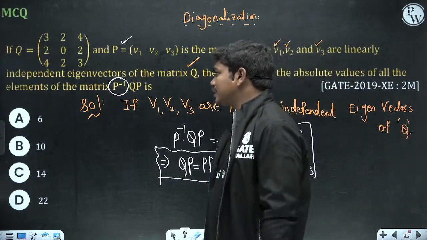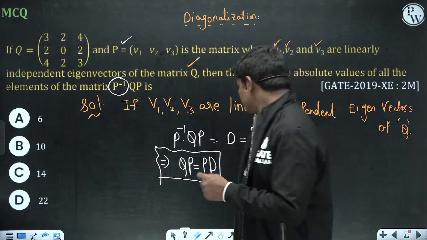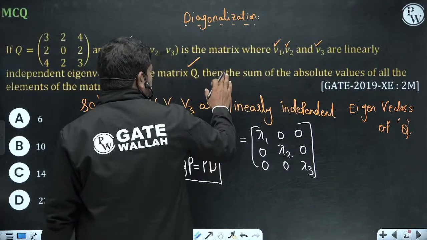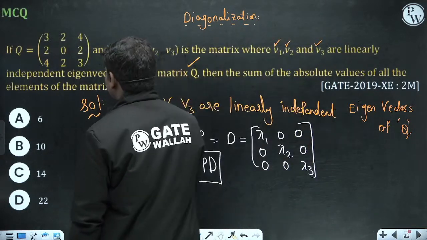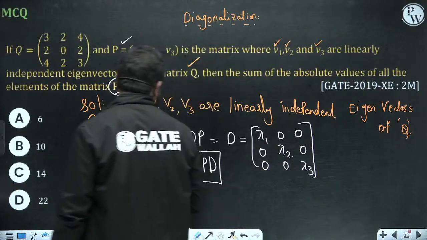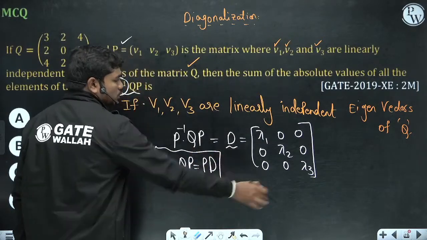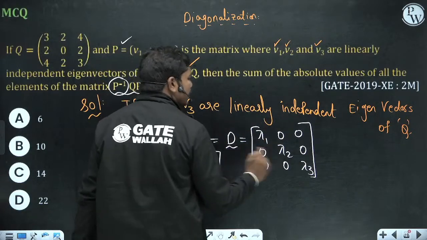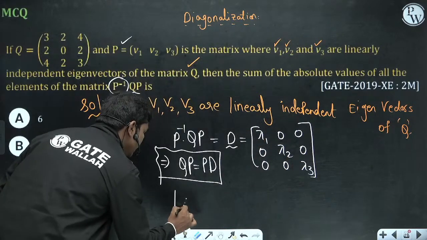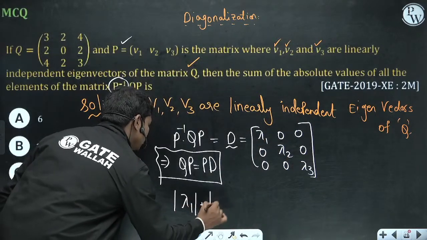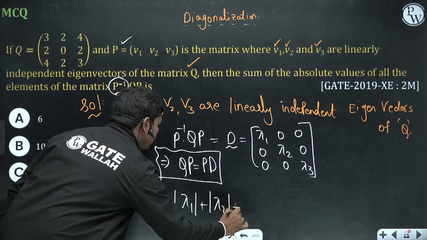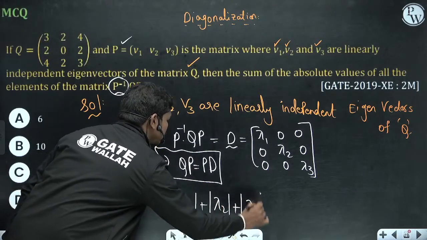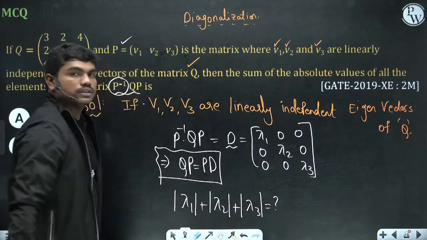So now tell me one thing. They are asking you the sum of all the absolute values of the elements of the matrix P inverse QP. So P inverse QP is nothing but D. So the sum of all the elements of this matrix is nothing but the sum of this matrix. So we need modulus of lambda 1 plus modulus of lambda 2 plus modulus of lambda 3, what is its value? So how do you know this?